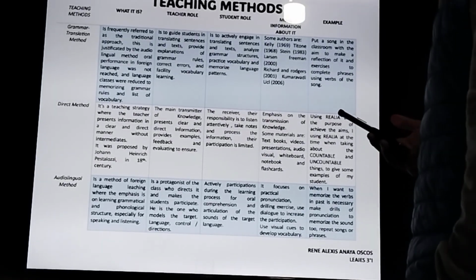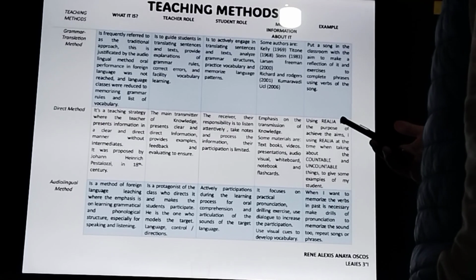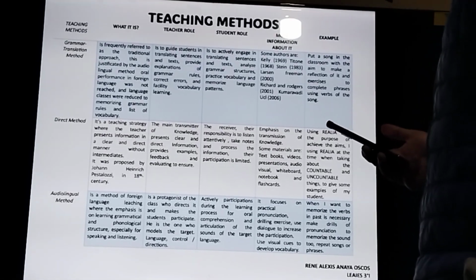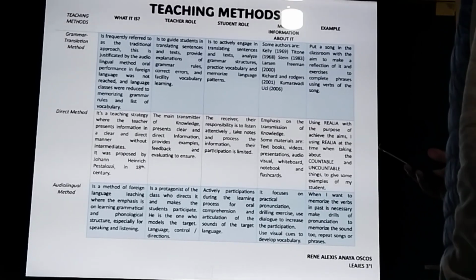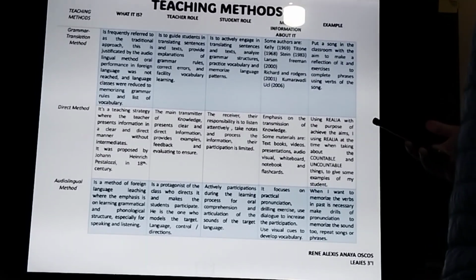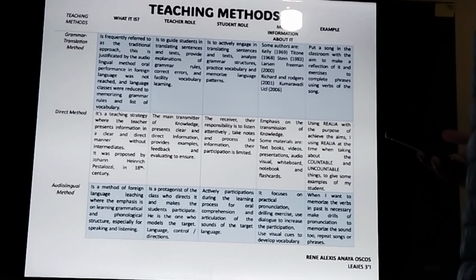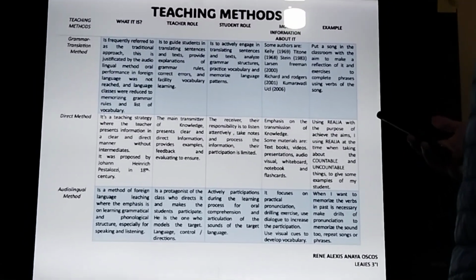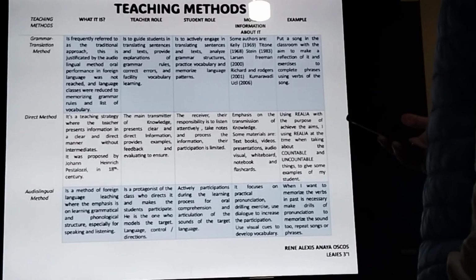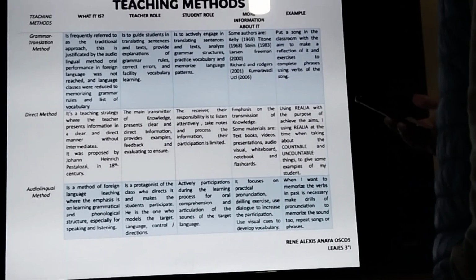This is justified by the audiolingual method, because oral performance in the foreign language was not reached. The teacher's role is to act as a guide, helping students translate sentences and texts and providing explanations of the grammar rules. The student's role is to actively engage in translating sentences and texts.